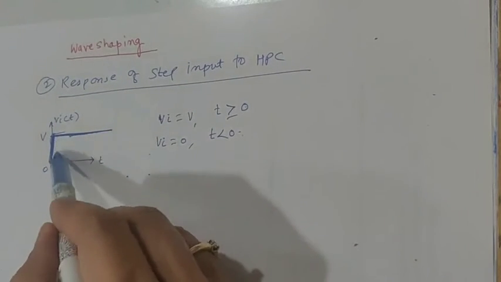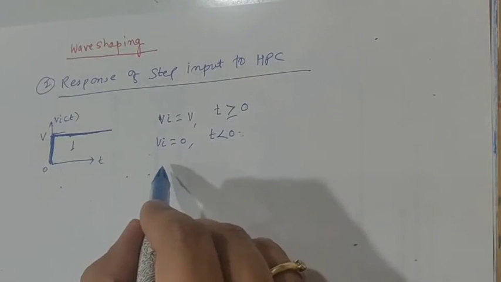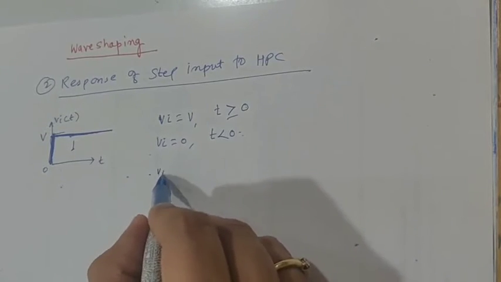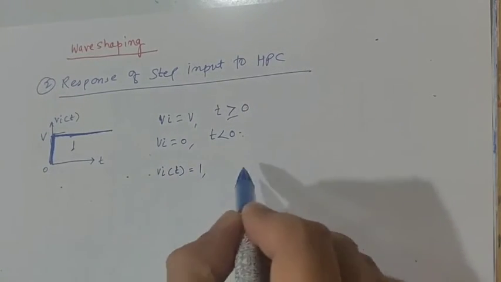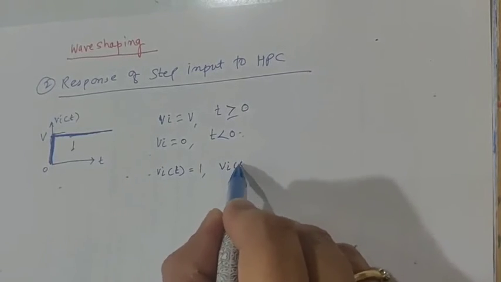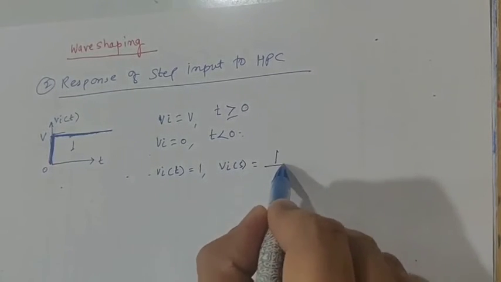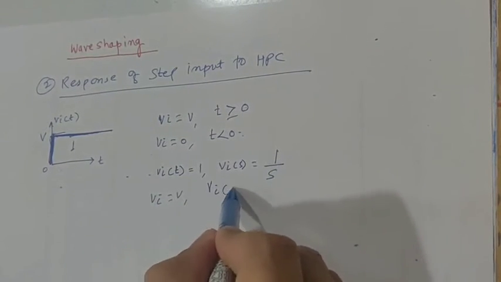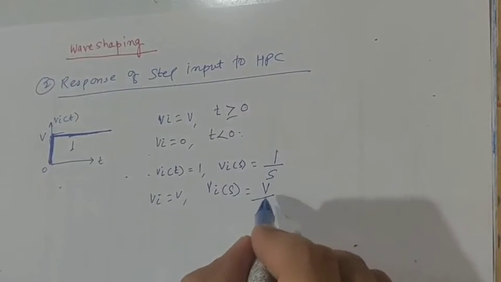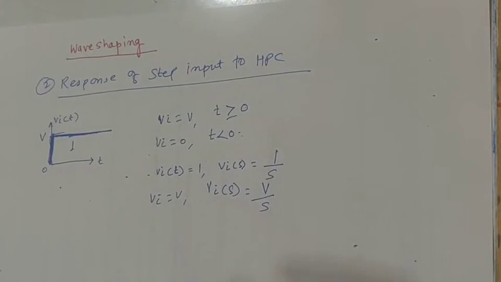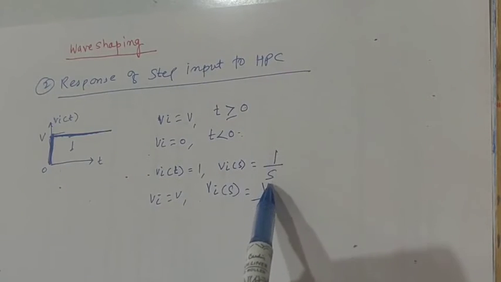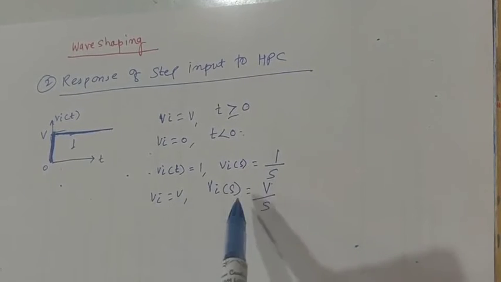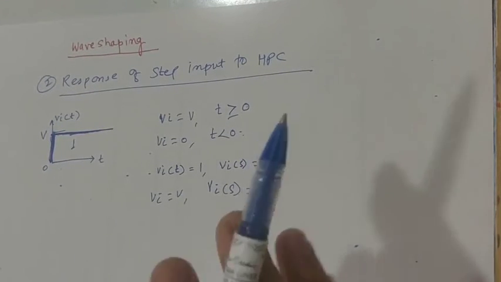Now the Laplace of the unit step function. Unit step function means where the amplitude is 1. It is nothing but 1 by s. So if I take the input signal to be 1, its Laplace equivalent is 1 by s. Now here our input is V, so its equivalent Laplace will be V by s. See here, unit step function has the Laplace 1 by s, so of course a step function having amplitude V will have the Laplace V by s. Now I have got it.